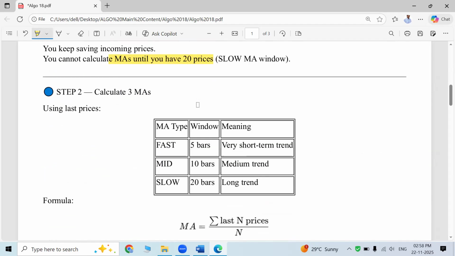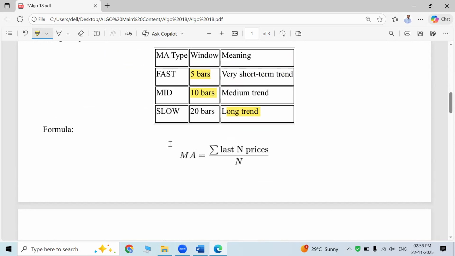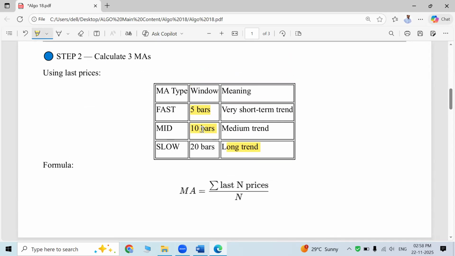From the first 5 prices, we calculate the moving average of 5 bars. This helps us understand the short-term trend. The mid-term trend can be calculated with the 10 bars collected from the market. And the long-term trend can be understood from the 20 prices collected from the market. So we calculate three different moving averages: for 5 bars, for 10 bars, and for 20 bars.